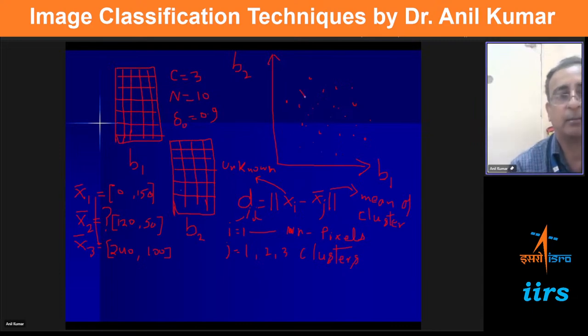You can plot them here: X1 bar, X2 bar, and X3 bar. Now you can see the mean values are known to you and plotted in this feature space, and there are unknown feature vectors also. So now you can use this distance criterion, because when you are doing classification we take some criterion. Here we have taken the distance as the criterion, which is easy.